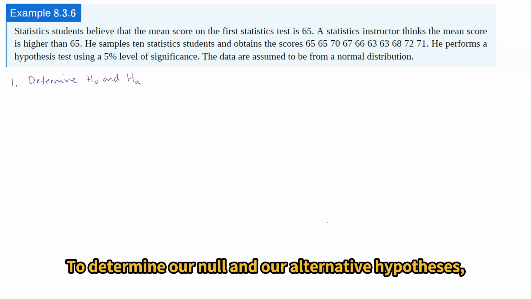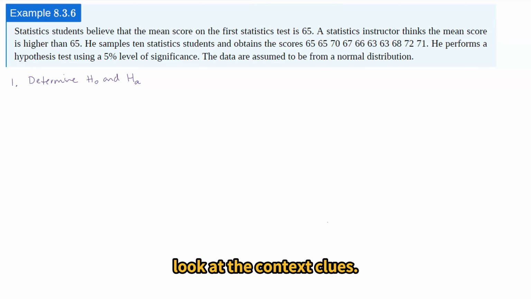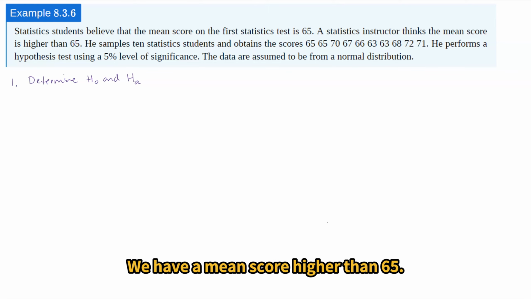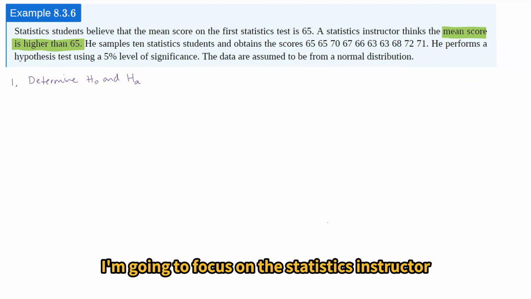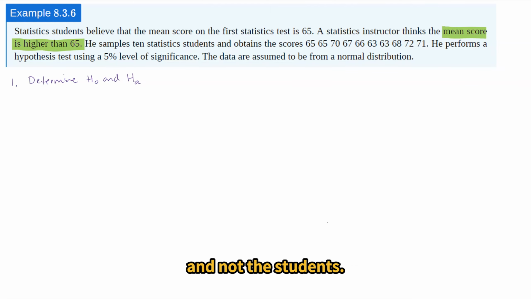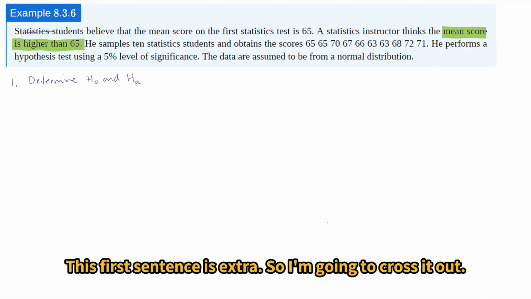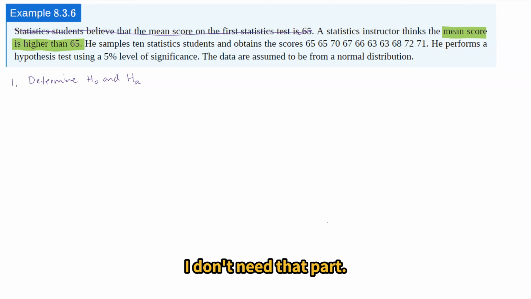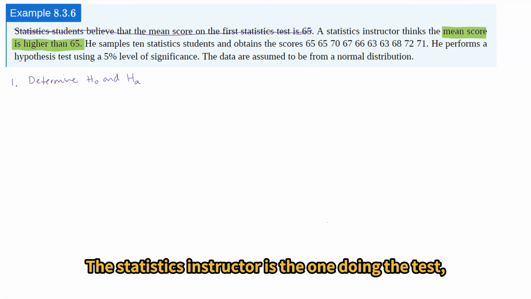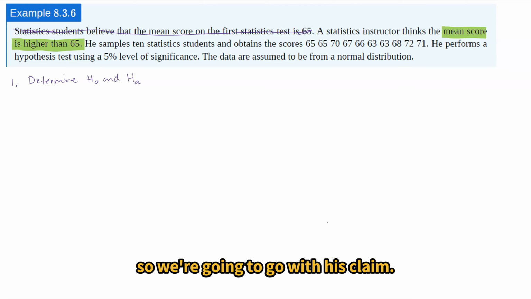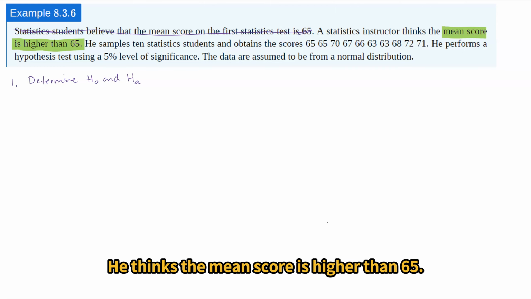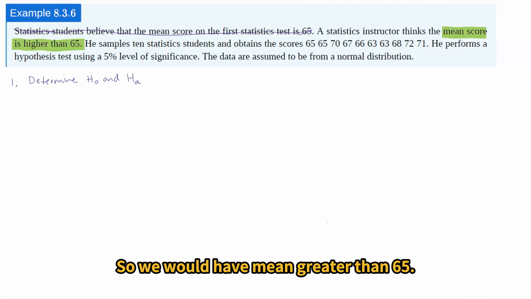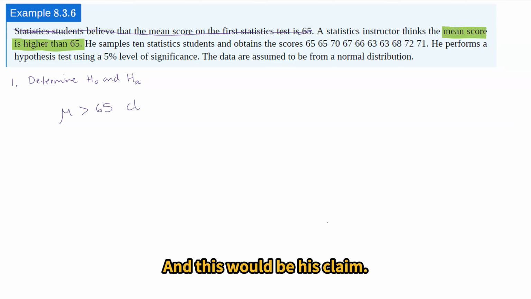To determine our null and our alternative hypothesis, look at the context clues. We have a mean score higher than 65. I'm going to focus on the statistics instructor and not the students. This first sentence is extra, so I'm going to cross it out. I don't need that part. The statistics instructor is the one doing the test, so we're going to go with his claim. He thinks the mean score is higher than 65, so we would have mean greater than 65, and this would be his claim.